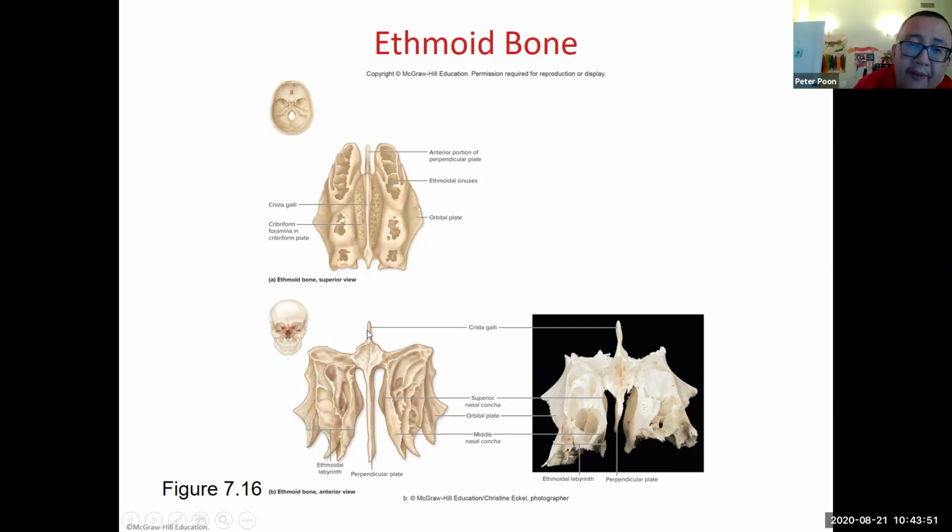The other thing, if you look past that, you'll see this plate here with a whole bunch of little holes in it. It looks like it's eaten away by acid or something, but those holes are actually really important. Those holes are called the cribriform foramina. The plate is called the cribriform plate. Foramina are miniature foramina. Those holes are where your sense of smell actually comes through. The neurons that control your sense of smell come through those little holes.